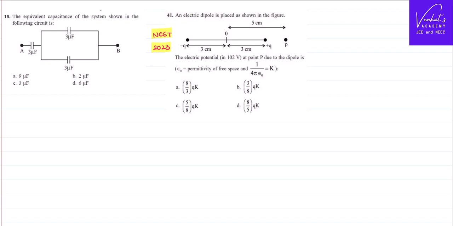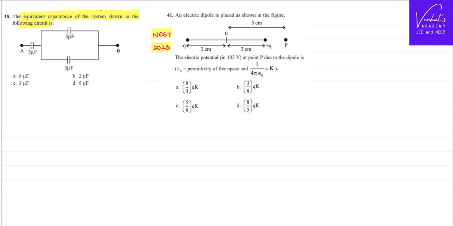Here in this video, we are solving two questions that appeared in the NEET 2023 physics paper in the chapter electric potential and capacitance. See the first problem. The equivalent capacity of the system as shown in the figure is how much? So it's a very simple question.